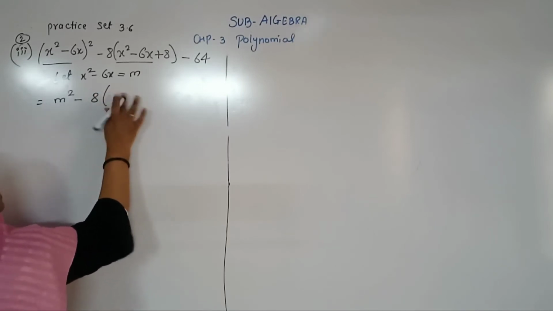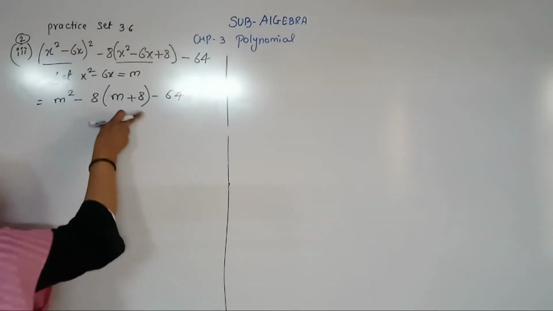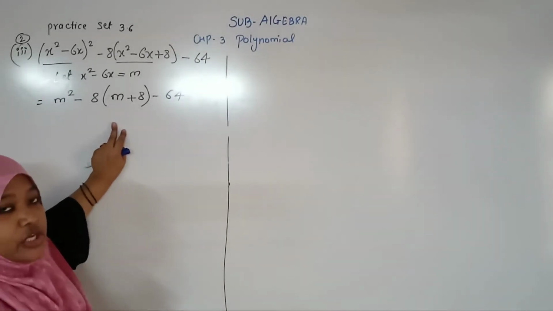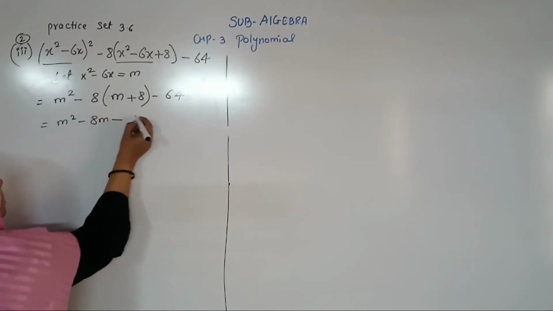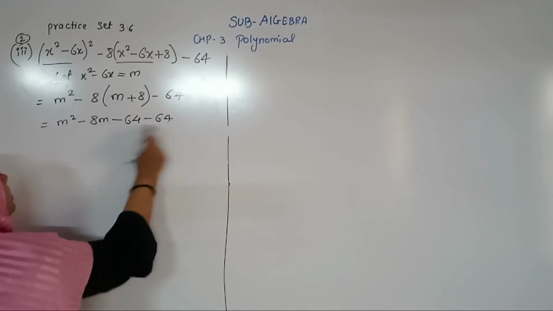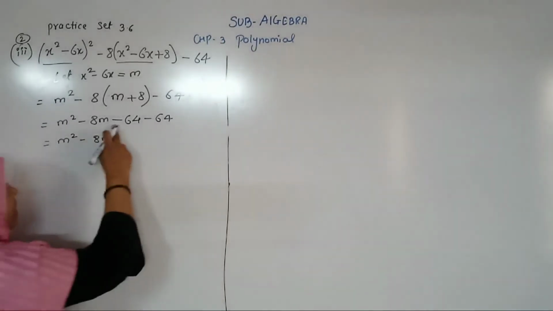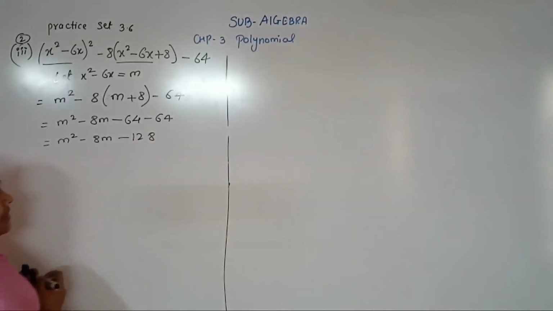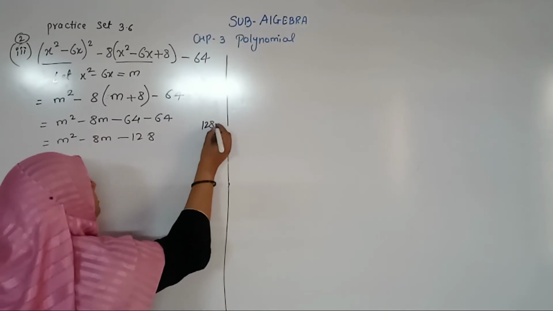So I will write m the whole square minus 8. See, in place of x square minus 6x, what will we write? m plus 8 minus 64. Here the situation is different. Now we have to solve this bracket. Understood? It is not in the factorization form. So students, m square minus 8m plus 8m minus 64 minus 64. Here we have the same numbers. m square minus 8m, minus minus became plus 64, plus 64, I got minus 128. Right, now students, it became in the form of factorization. So I can take the factorization.